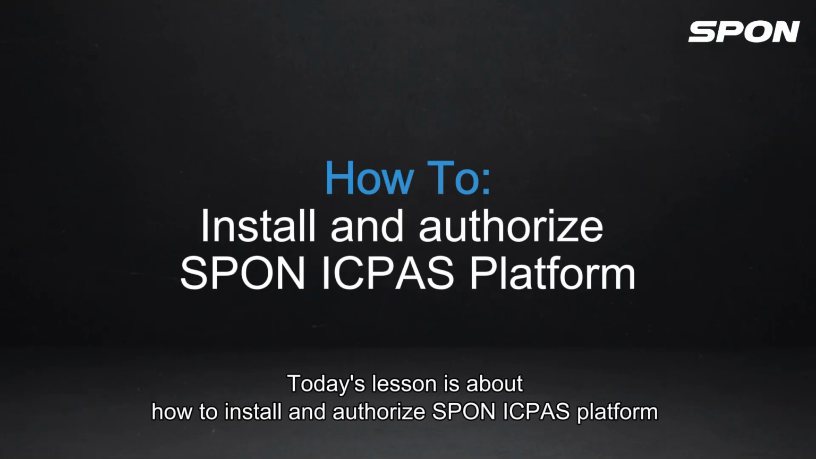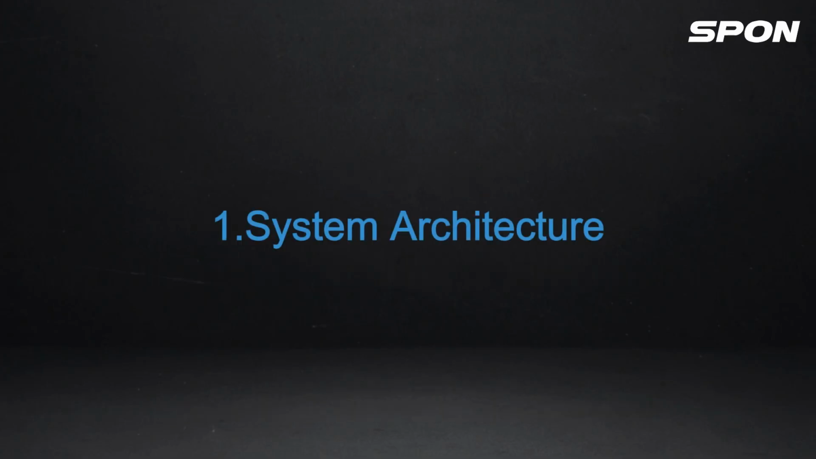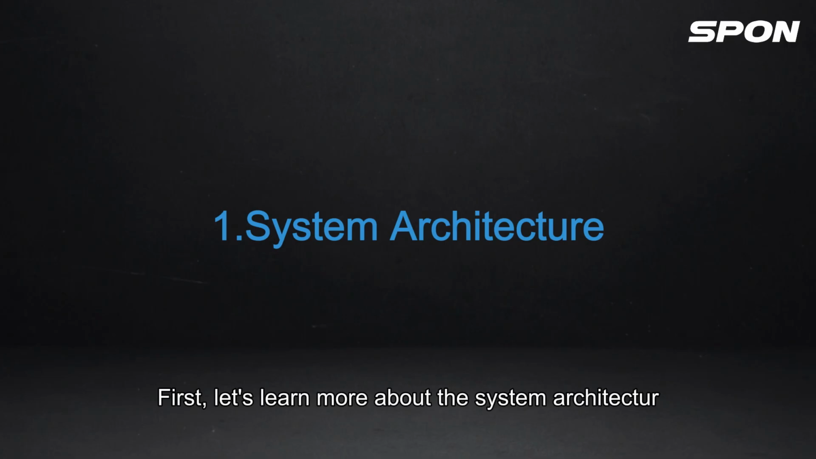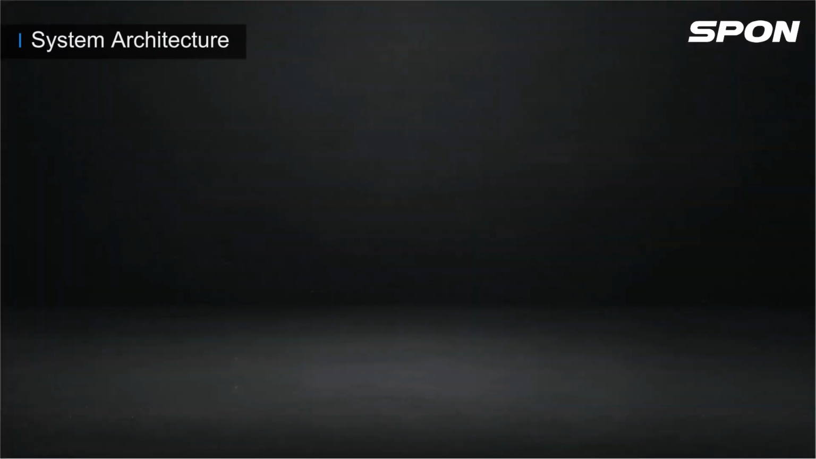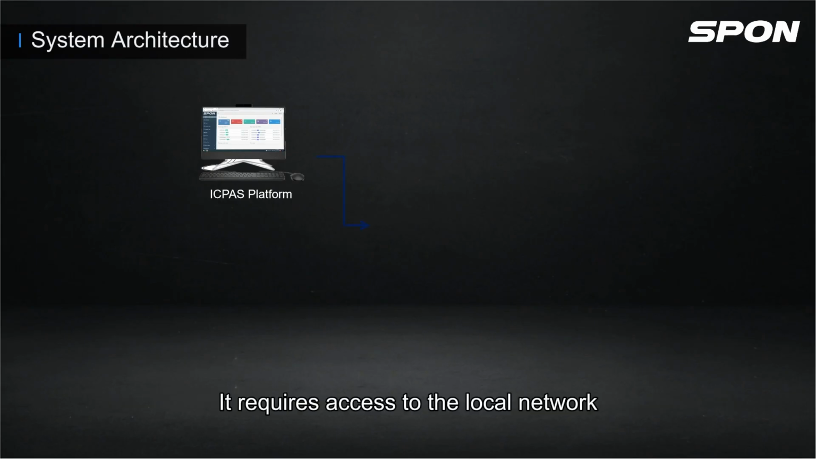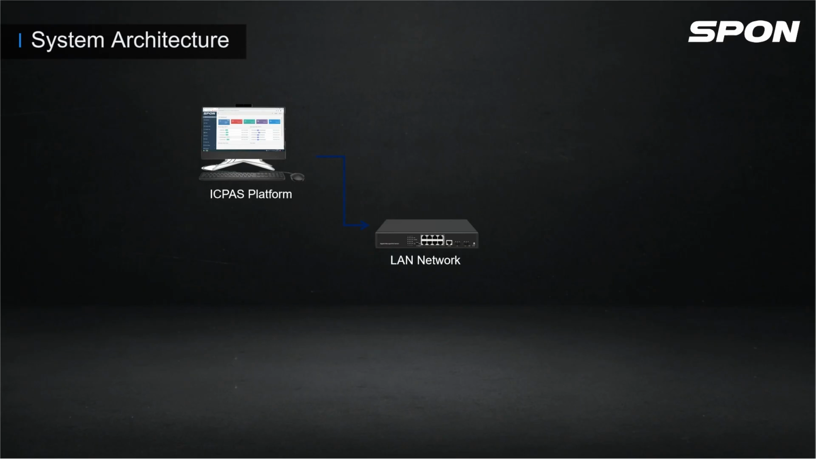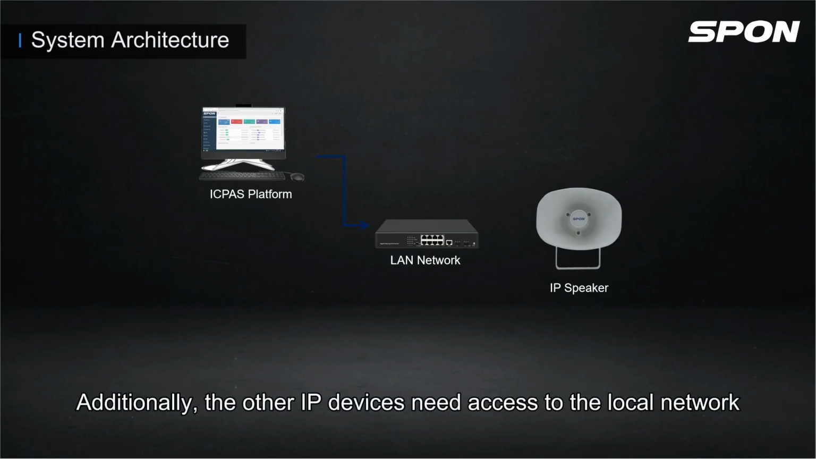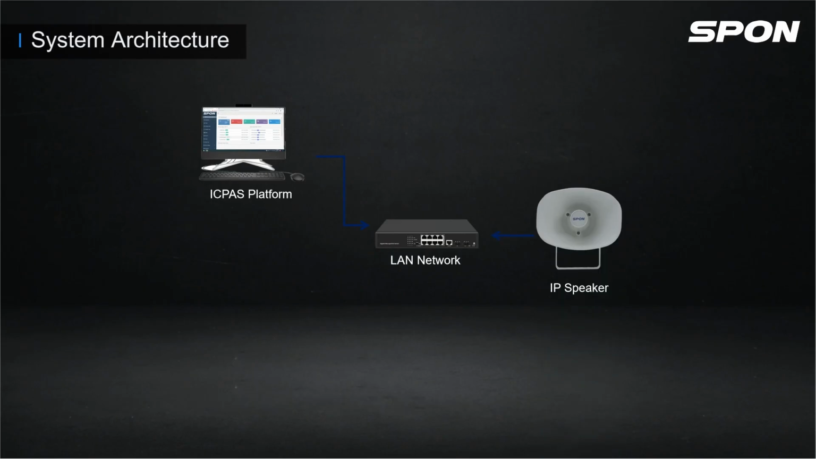Today's lesson is about how to install and authorize SPON ICPAS platform. First, let's learn more about the system architecture. The SPON ICPAS platform is usually deployed on a Windows PC. It requires access to the local network. Additionally, the other IP devices need access to the local network.